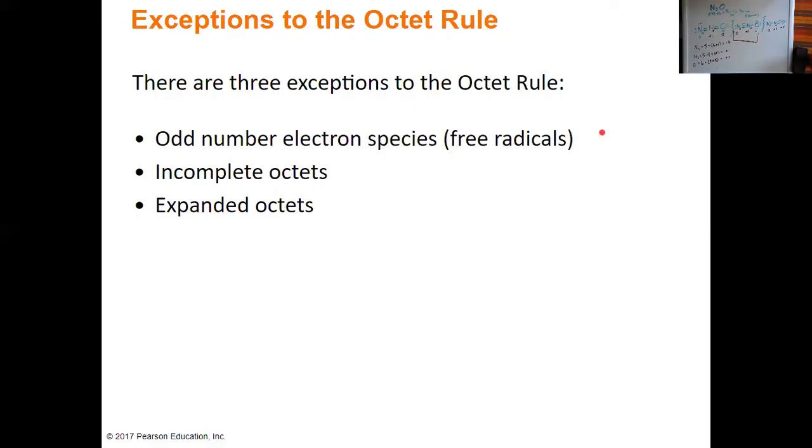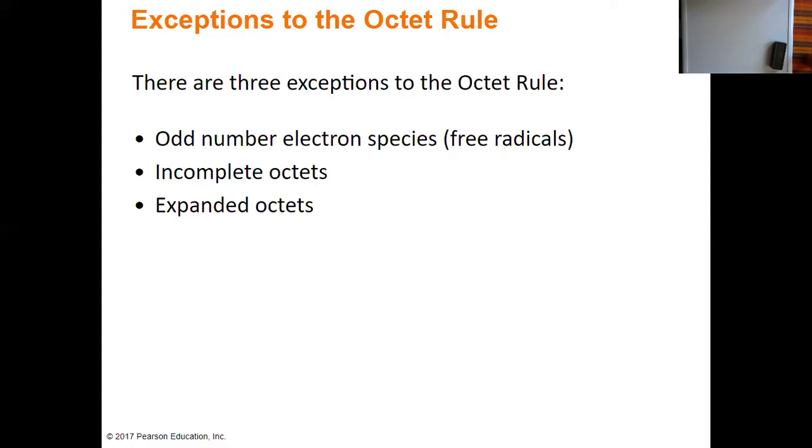And now let's briefly talk about what the exceptions to the octet rule are, because of course there are going to be exceptions to it. And we're going to cover three in particular. The first is when we have an odd number of electrons. These are called free radicals. And those are always going to end up having one unpaired electron in them. They are extremely reactive because nothing likes having an unpaired electron.